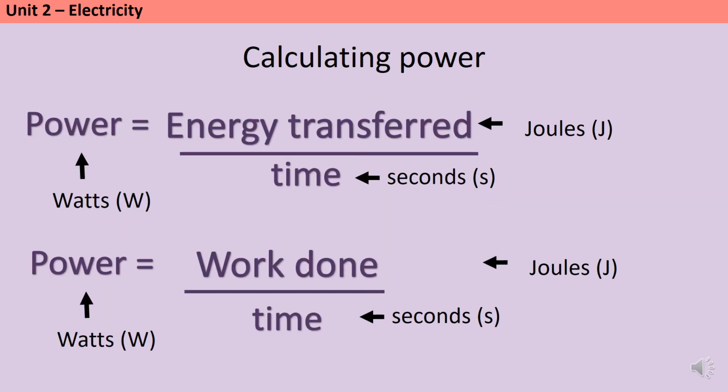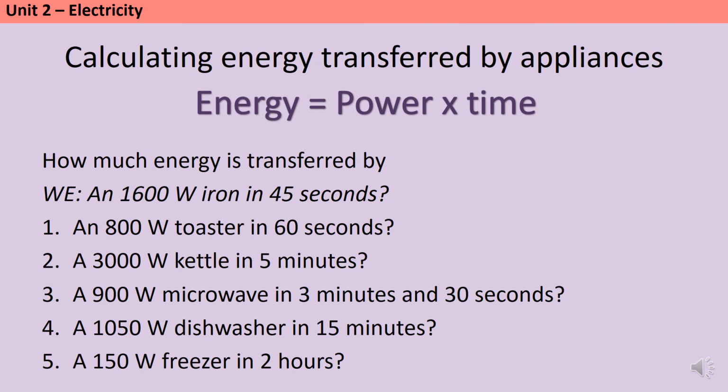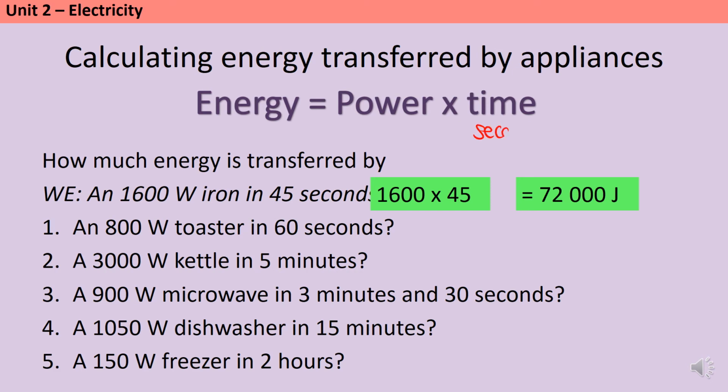During the energy topic, you met equation number 10 from the equation sheet. I can use this equation to calculate the amount of energy transferred by an appliance. In 45 seconds, a 1600 watt iron will transfer 72,000 joules of energy. Now pause the video and calculate the energy transferred by each of the remaining 5 appliances. Remember, each of your times needs to be in seconds, so if it's not already, you'll need to convert it.